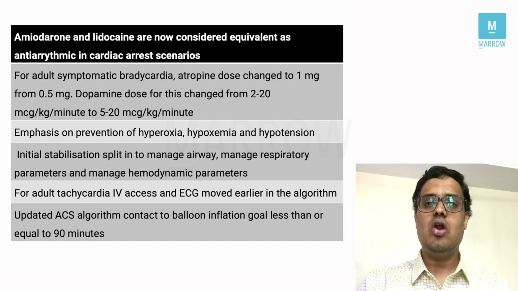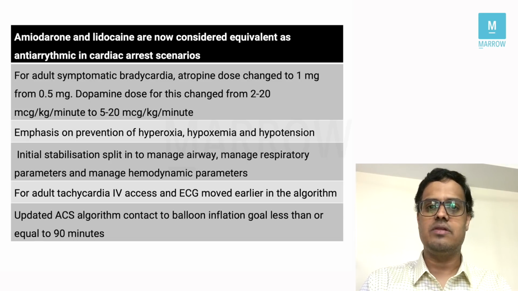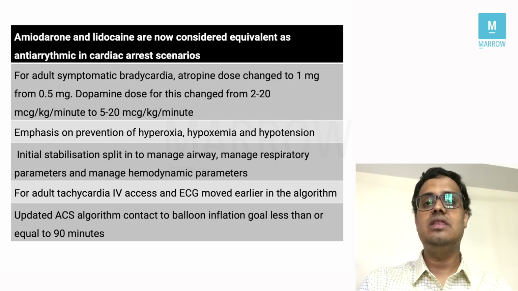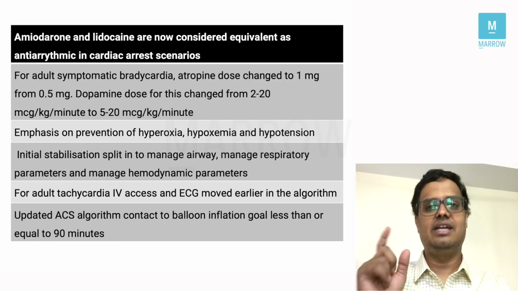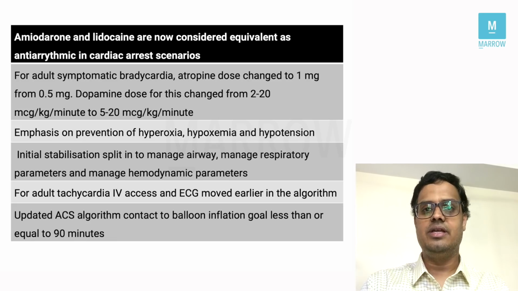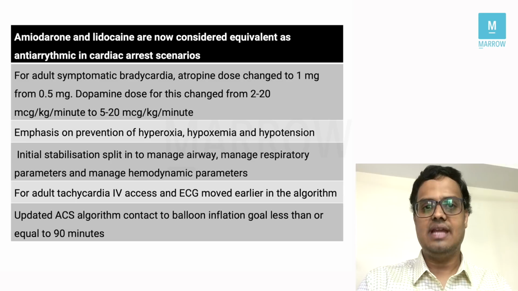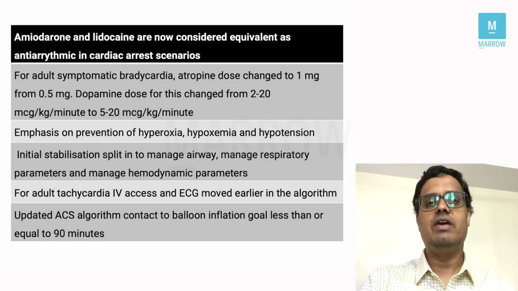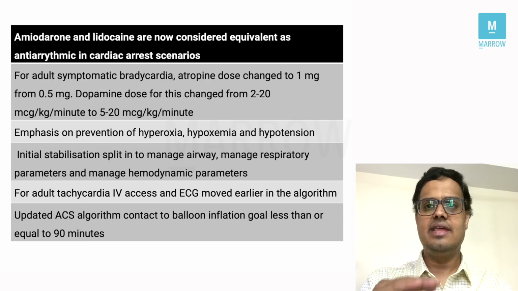So please, if you have not looked at the ACLS algorithms, please have a look at them. Try to make your own notes, because every year definitely one question comes from these algorithms. So atropine dose in bradycardia has been reduced from 1 mg to 0.5 mg, whereas the dopamine dose has changed from 2 to 20 to 5 to 20.